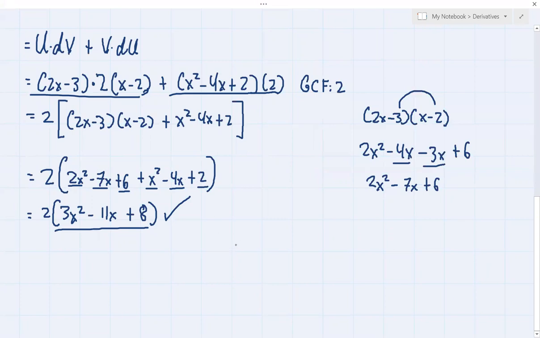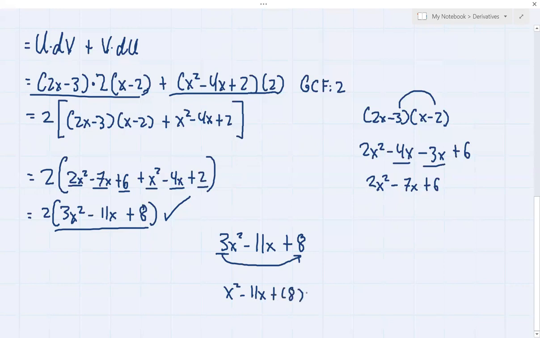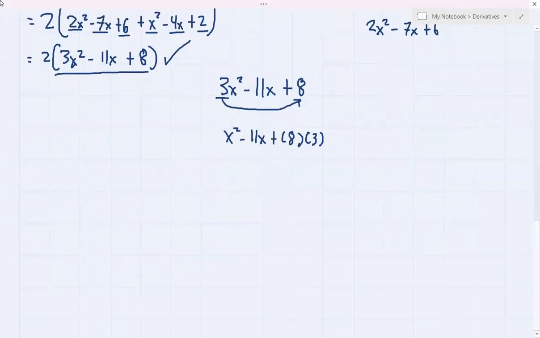I think I have introduced to you my favorite factoring method, which is slide and divide, right? So let's try to see if this is factorable. This 3x squared minus 11x plus 8. Let's see. First, I will apply slide and divide. I slide the 3 to the 8. So what happens is we have x squared minus 11x plus 8 times 3. So you multiply 8 and 3.